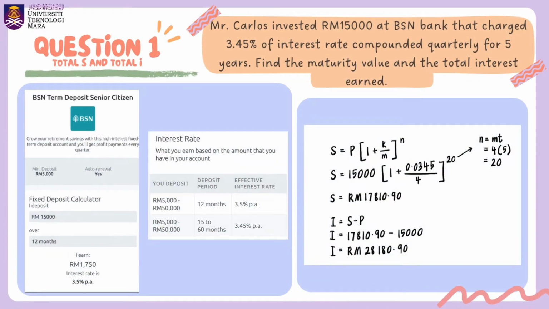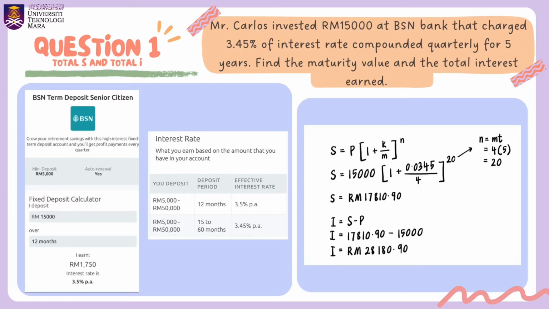Question 1. Total S and total I. Mr. Carlos invested RM15,000 at BSN that charged 3.45% of interest rate compounded quarterly for 5 years. Find the maturity value and the total interest earned. On the left side, we can see the picture of reference for the bank.